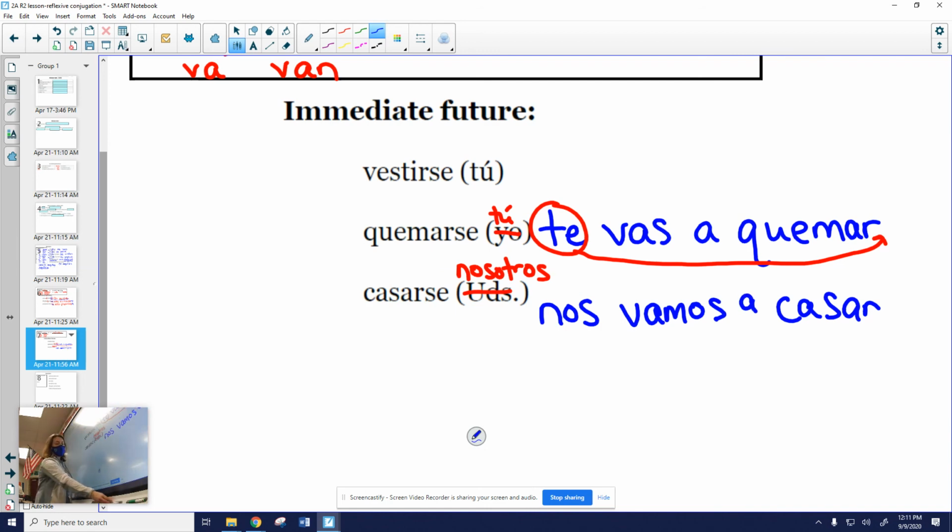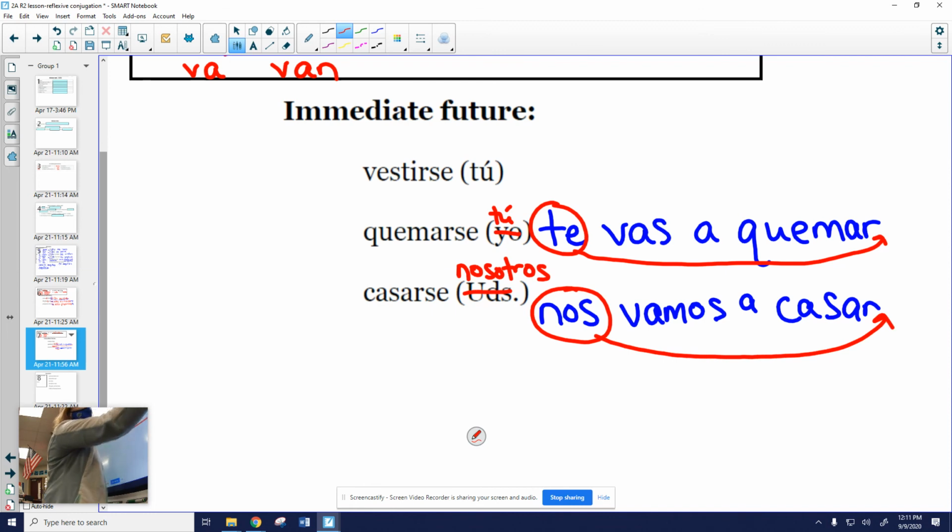And I could do it a second way. Do you remember the second way I could do this? Swing the nos to the end. Vamos a casarnos. To a native Spanish speaker, it will probably sound a little more natural to say the reflexive pronoun at the end. Vamos a casarnos. Vas a quemarte. But it's fine to put it in the beginning. It just maybe sounds a little more awkward when you're speaking.